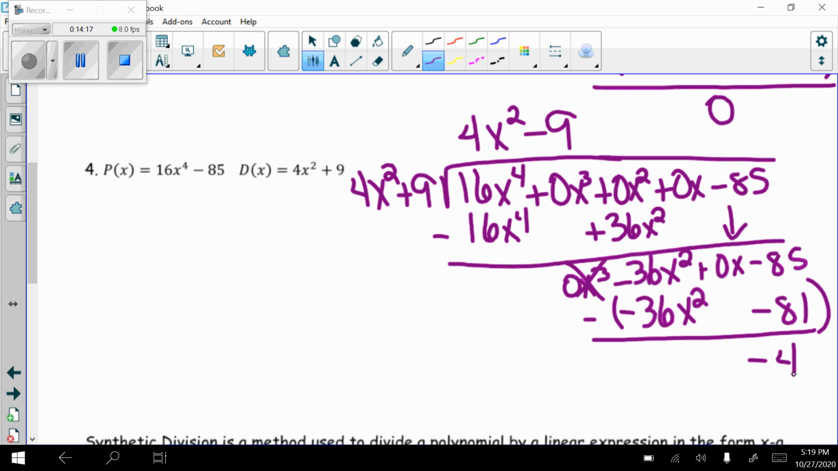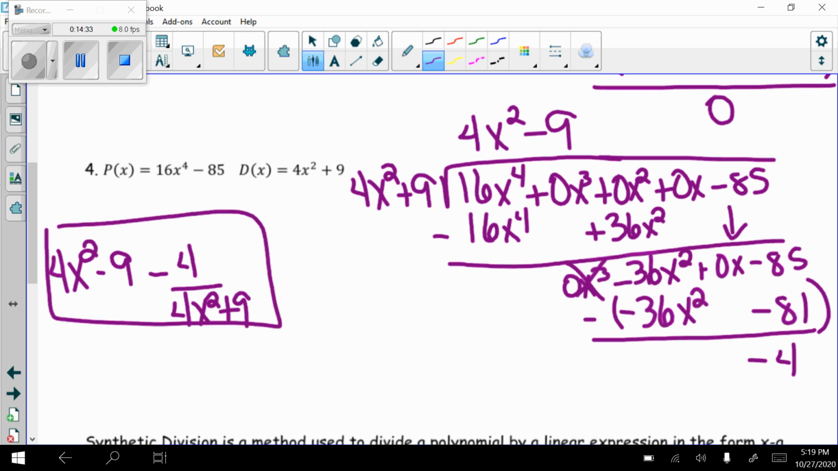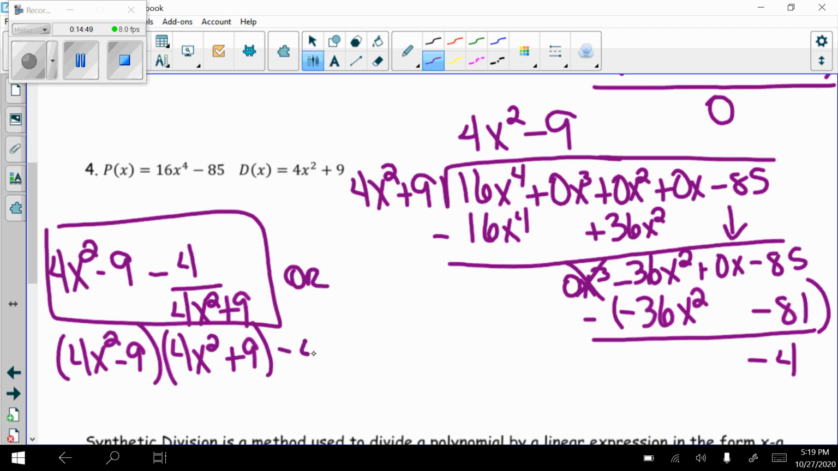So my answer, written two ways, my quotient, 4x squared minus 9, plus my remainder. My remainder was negative 4, so I can say minus 4 over my divisor, 4x squared plus 9. There's one answer. Or my quotient, 4x squared minus 9, times my divisor, 4x squared plus 9, and then plus my remainder, but my remainder was negative 4, so minus 4.